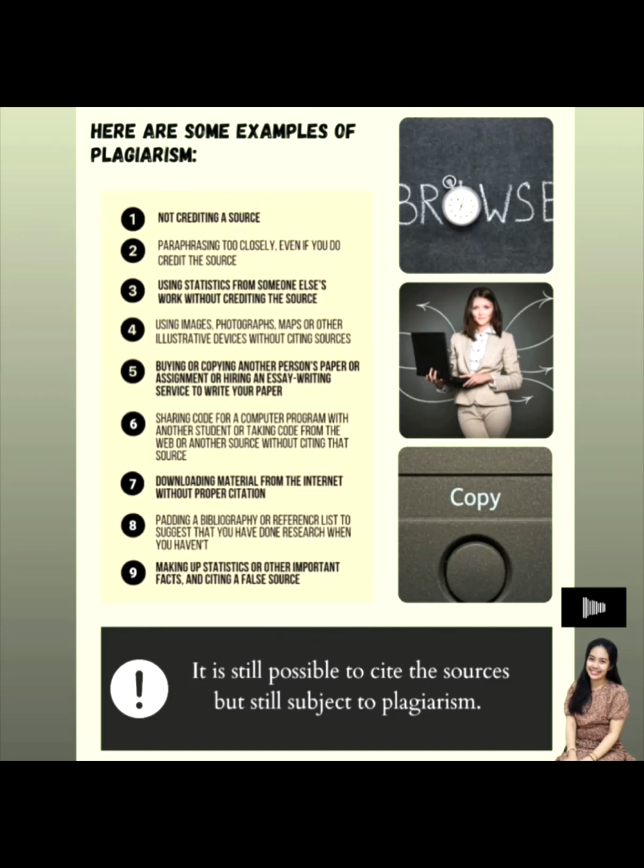The third one is using statistics from someone else's work without crediting the source. Those who generated the charts, tables, or figures that appear in a text or in other formats are the owners of the intellectual property. As a result, you must provide a reference to the original creator in your text. You can see that citing the source has a rhetorical advantage as well, because the fact that a published author has come up with figures that back up your statements in your paper supports your argument. The fourth one is using images, photographs, maps, or other illustrative devices without citing sources.